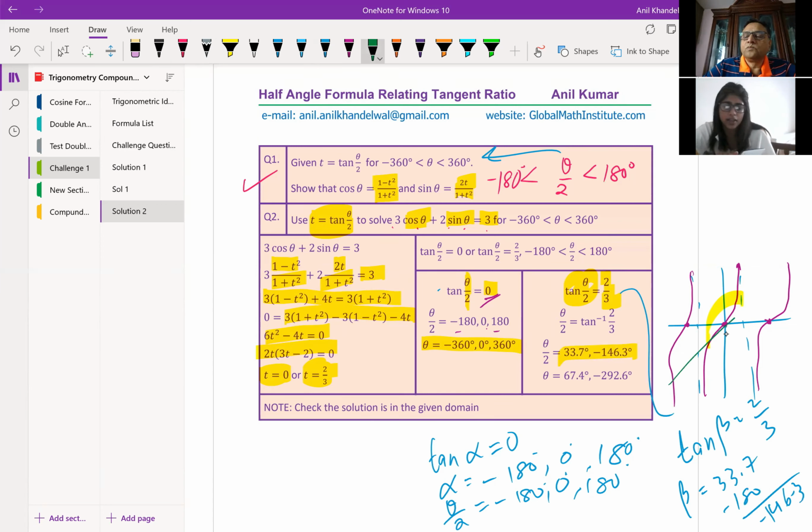Okay, but when I added, I got 213, but because that's not in the domain. Yeah, that's not in the domain. So we have to go to the left side. So take away, right? So minus 146.3. And so you get two different values for theta, and that is how you're going to solve this particular question.